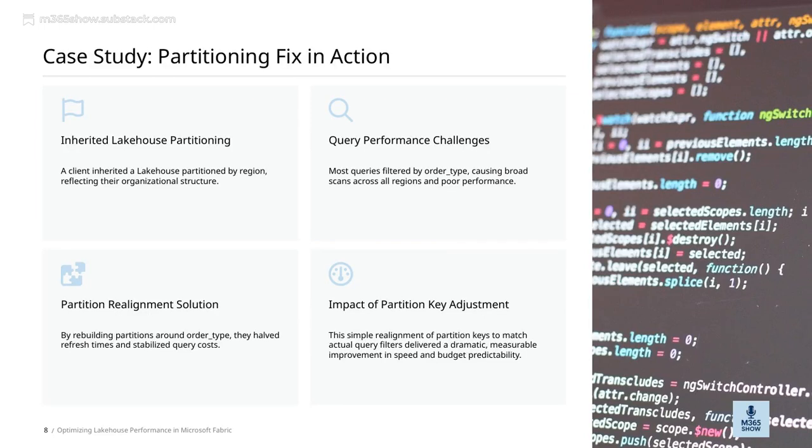Initially, most queries were filtered by order type, but the data was partitioned by region. This mismatch caused broad scans across all regions, leading to poor performance. It's a classic example of how inherited partitioning schemes, based on organizational structure rather than query patterns, can hinder performance. So, by realigning those partitions to match how the data is actually queried, we can unlock better performance and cost management. This highlights a fundamental concept. Understanding your query patterns and adjusting your data structure accordingly can lead to dramatic improvements.